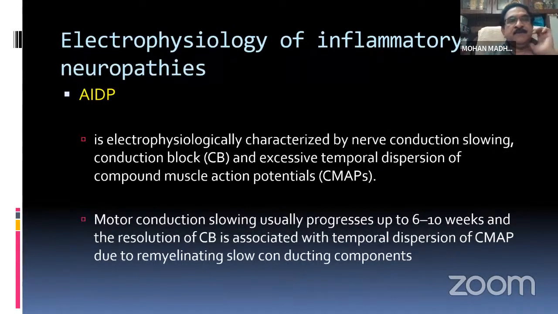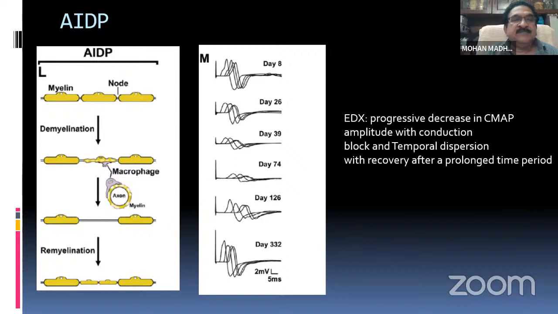So just to come to the last 3 slides to complete the electrophysiology of inflammatory neuropathies. The AIDP is electrophysiologically characterized by nerve conduction slowing, conduction block, and excessive temporal dispersion. Motor conduction slowing usually progresses after 6 to 10 weeks, and the resolution of conduction block and temporal dispersion of the CMAP is due to remyelination, eliminating slow conducting components. So this is a pattern.